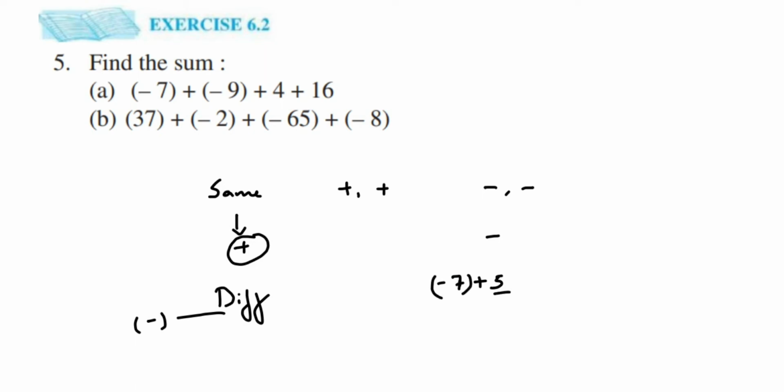7 minus 5 is 2. Okay, now what will be the sign here? Which number is greater? Don't look at the signs here, just look at the numbers. 7 and 5, which one is greater? 7 is greater, and 7 has a negative sign, so in the final answer we're going to have a negative sign. That's it. So this is when the signs are different. Now we're going to use this and we're going to solve these two problems.